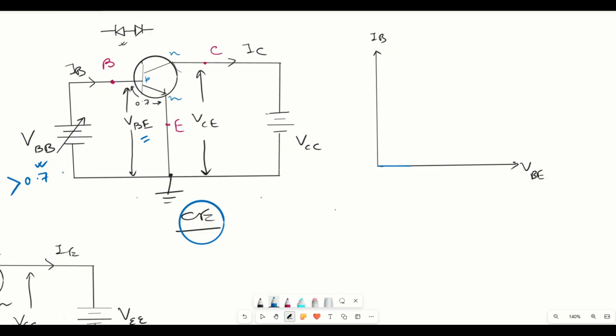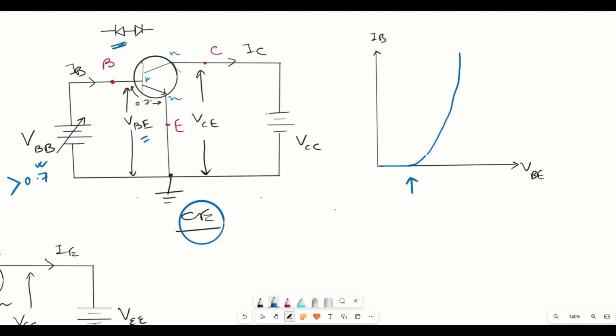Then as it crosses 0.7, current will gradually increase, and it will be increasing exponentially because the input terminal of the transistor is nothing but a diode, and the diode is connected in forward bias. So the behavior of the characteristics is also similar to the diode characteristics. So this is the response of the transistor in the input. So this is the input characteristics.